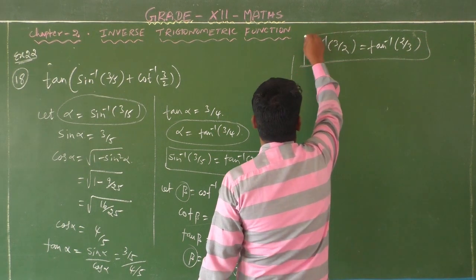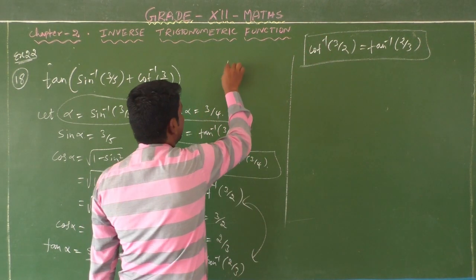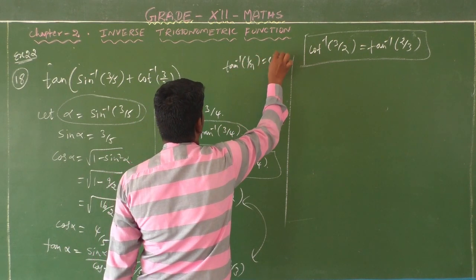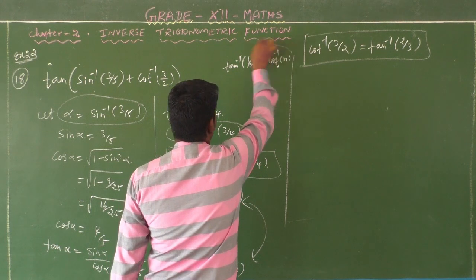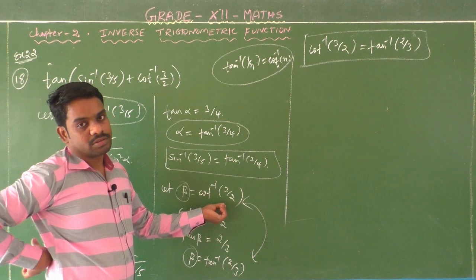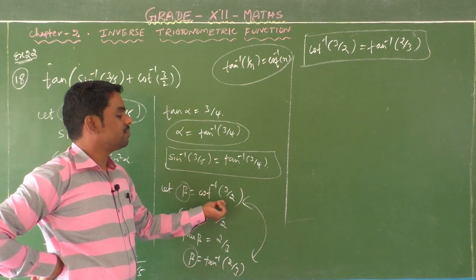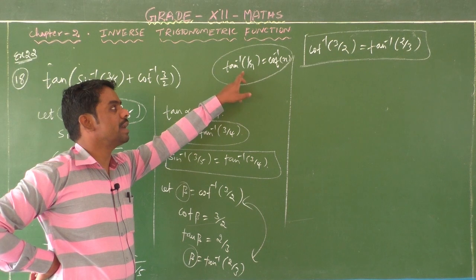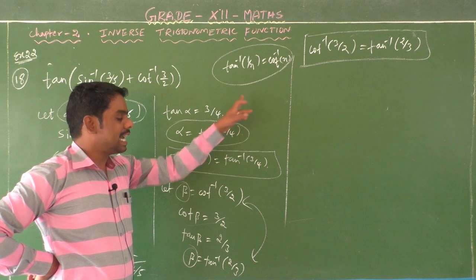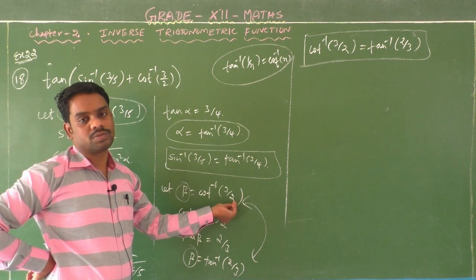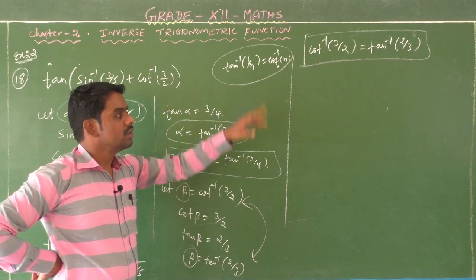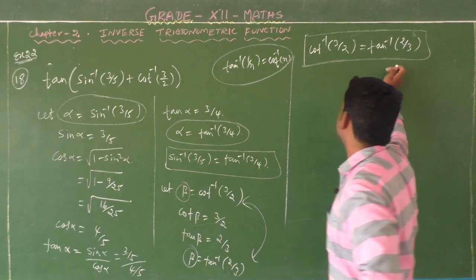Use another formula: tan inverse of 1 by x is equal to cot inverse of x. Using the same method, beta equals cot inverse of 3 by 2, so cot inverse of 3 by 2 is written in the form tan inverse of 2 by 3. Cot inverse of 3 by 2 is equal to tan inverse of the reciprocal of 3 by 2, so cot inverse of 3 by 2 is equal to tan inverse of 2 by 3.